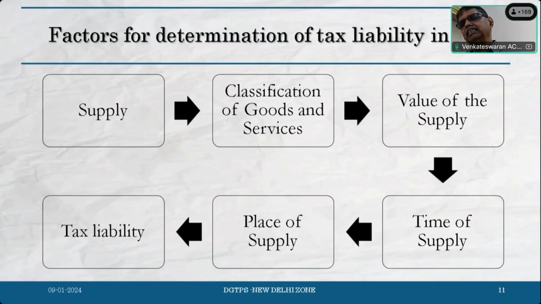You know very well the GST tax is on an ad valorem basis. So we have to understand what is the value on which I have to pay the tax. That comes to your Section 15. Then it is called the value of supply.